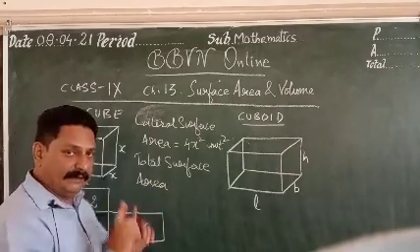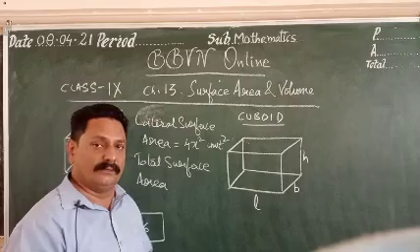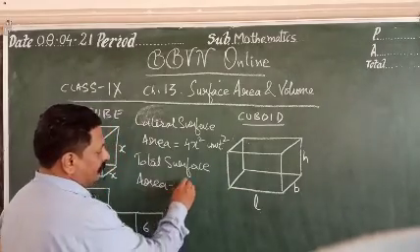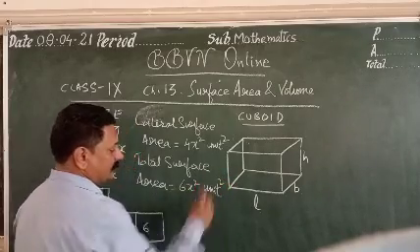And when we talk about total surface area, it is simple, lateral surface area plus the floor as well as the roof. All 6 faces are square shaped. So it is 6x square unit square.